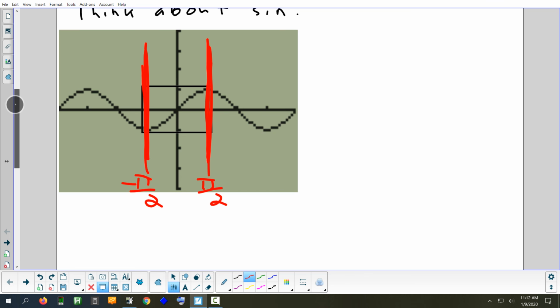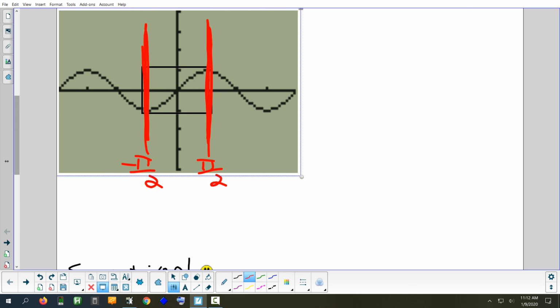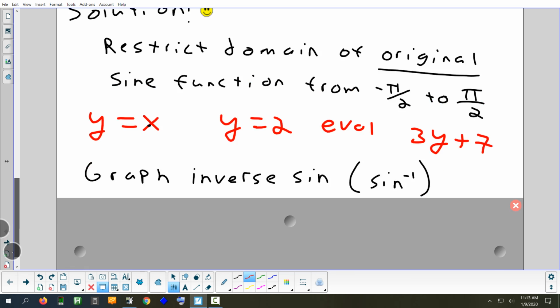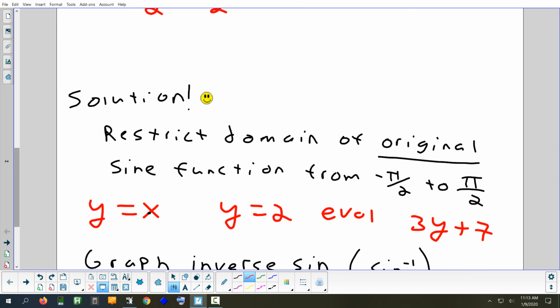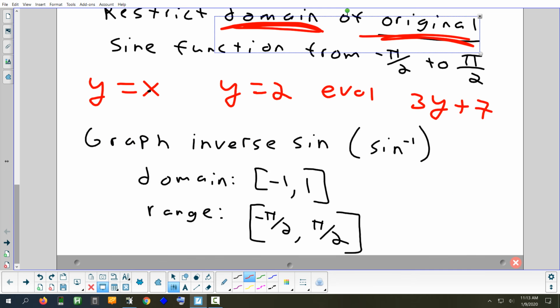So let's go back and look at this graph. We know the domain of the original is negative pi over 2 to pi over 2. What's the range? How high and low does the sine function normally go? It normally goes negative 1 to 1. The range of the original is negative 1 to 1. That range is going to become the domain in the inverse. Negative 1 to 1. Okay, let's go back up. In the original, we restricted the domain to be negative pi over 2 to pi over 2. Well, the domain is going to turn into the range in the inverse. Okay, so domain and range just switch places.